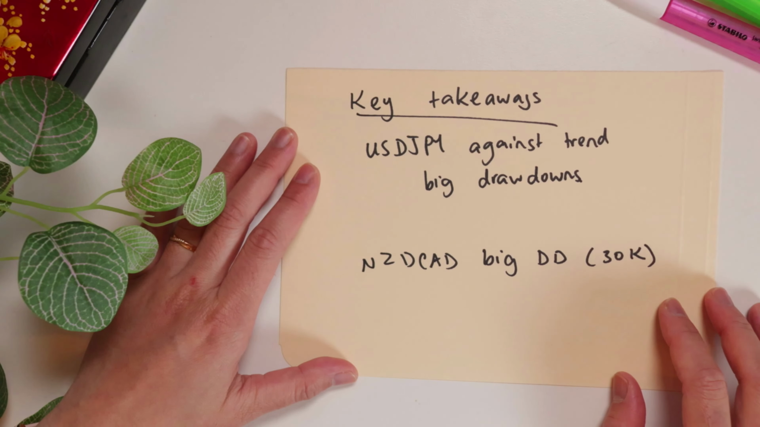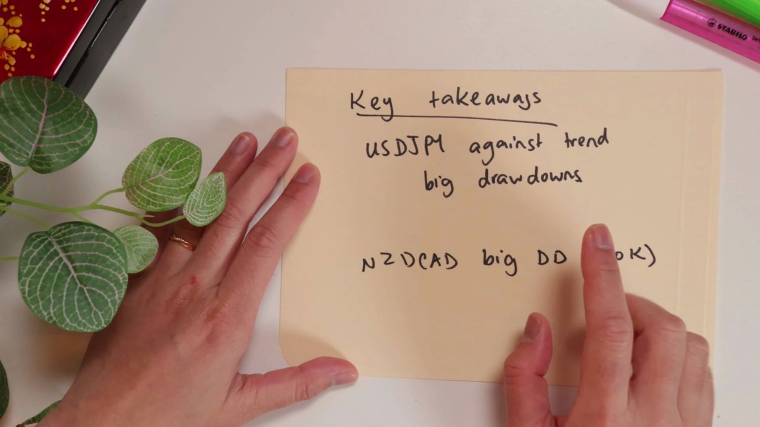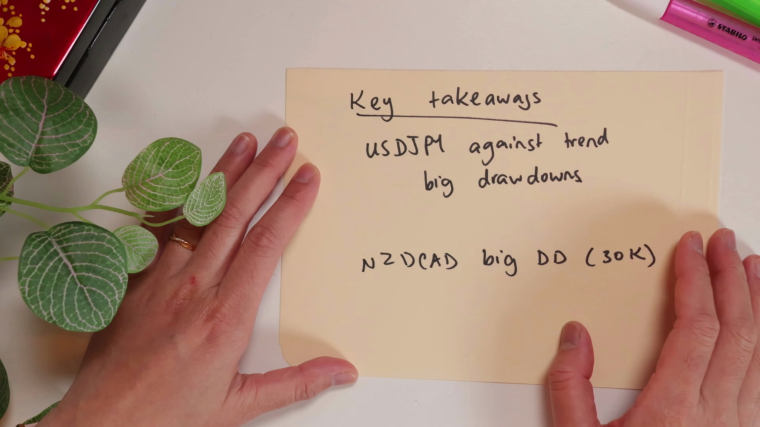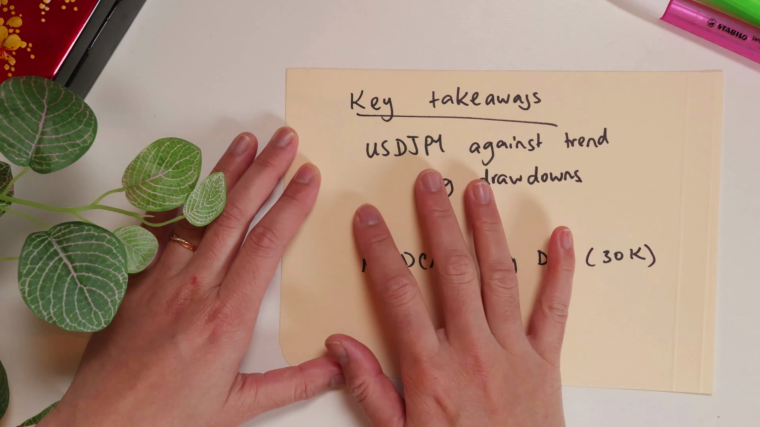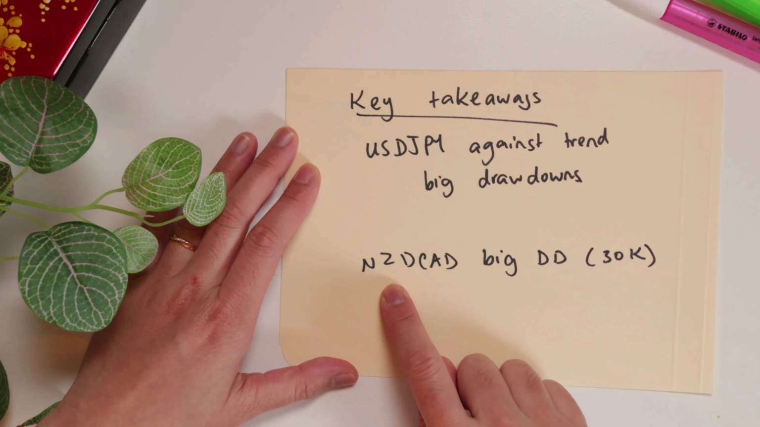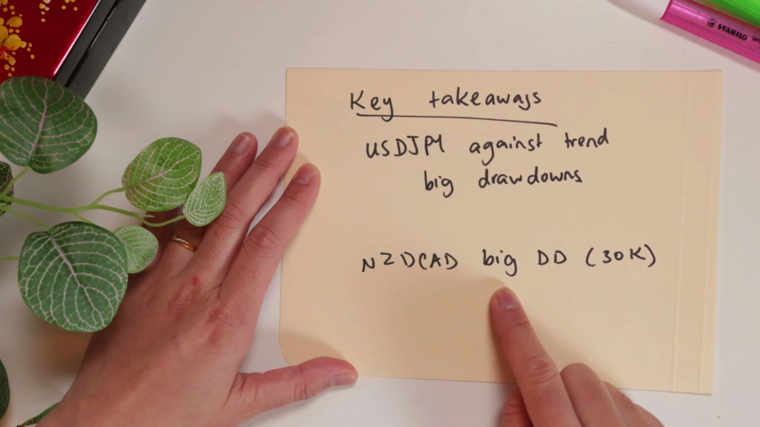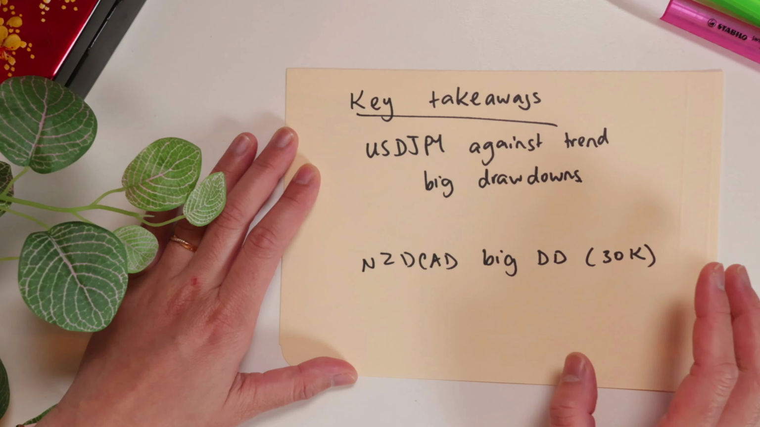So far, the key takeaway is that the USD Japanese yen against the trend strategies had some pretty big drawdowns. And generally speaking, I've seen some funny business in the Japanese yen space lately, so I might just exclude that from my live trading. And apart from that, you've got the New Zealand CAD, which had a big drawdown, which is pretty okay. This is 1 set file out of 25.